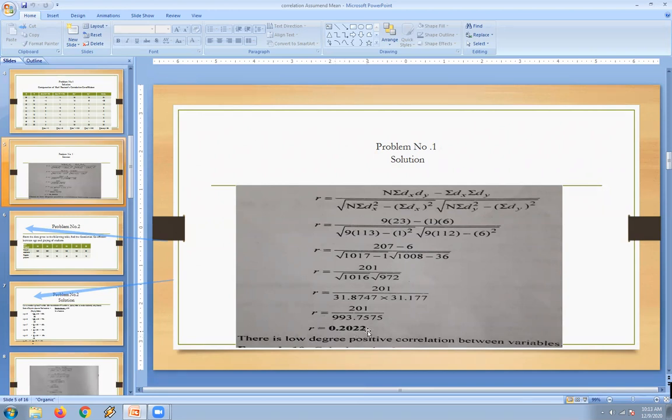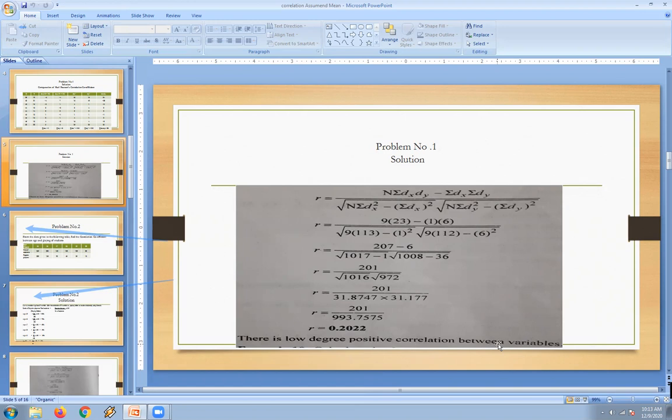Already in the previous class we have one table for the interpretation of the correlation. Now this 0.2022 is under the range. As it is a positive correlation from 0 to 0.25, that is a low degree positive correlation between the x and y variables.